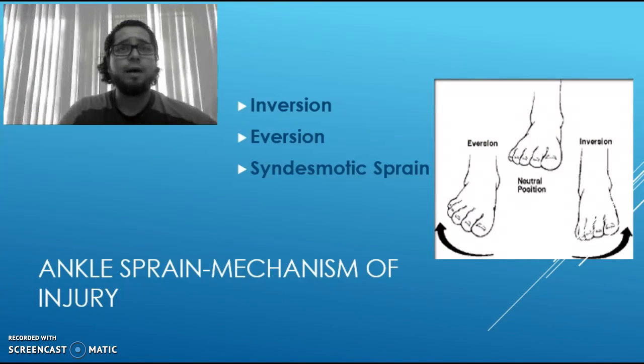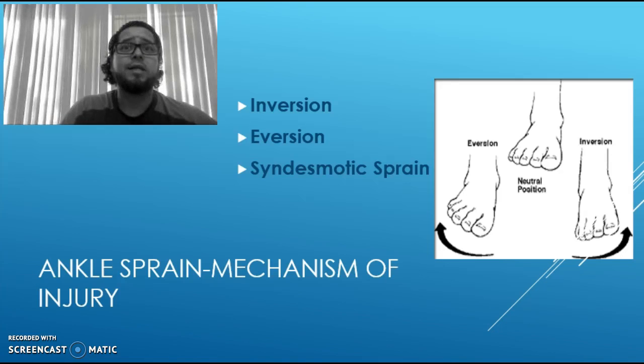The most common mechanism of injury for an ankle sprain is an inversion injury, which is commonly called a lateral or inversion ankle sprain. This is when the foot is forced into a combined movement of plantar flexion and inversion, which applies too much force to the lateral structures of the ankle, causing them to fail.